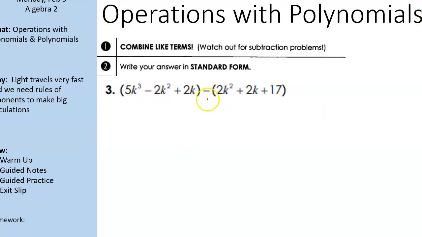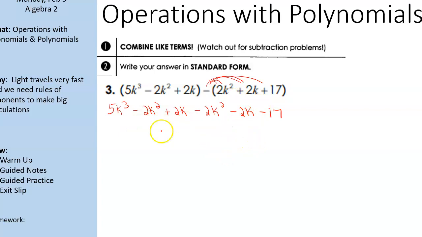For number 3, we do have a subtraction. So when we dropped our parentheses for the first one, it's the same, but the second one, we're going to change our signs the whole way through. So 5k cubed comes down, minus 2k squared plus 2k. This is going to be minus 2k squared. This is going to be minus 2k. And then last but not least, minus 17. So all of our positives became negatives for that second polynomial.